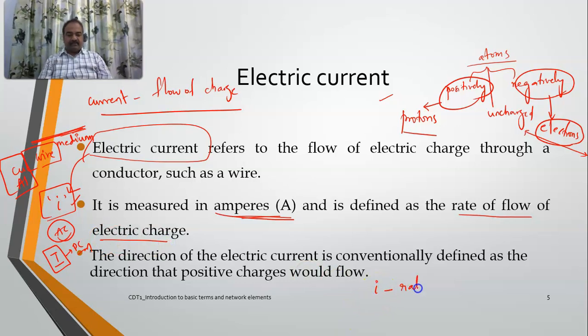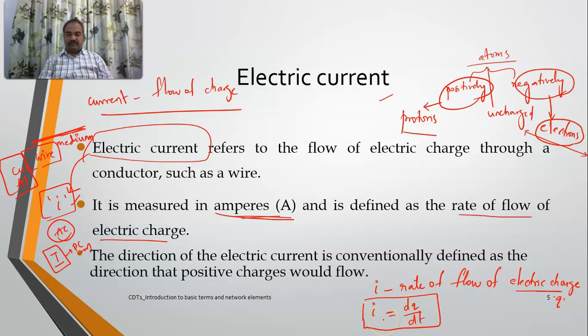I is the rate of flow of electric charge. So if charge is represented by Q, then I is equal to dQ by dt, the rate of change of charge. If the slope is constant, then I can directly take it as Q by t. If the slope is constant, then I can go with this formula, I is equal to Q by t. But the general definition is I is equal to dQ by dt. Got it?